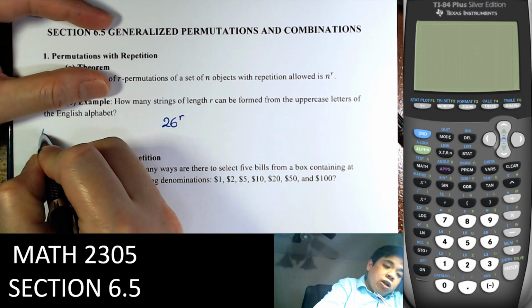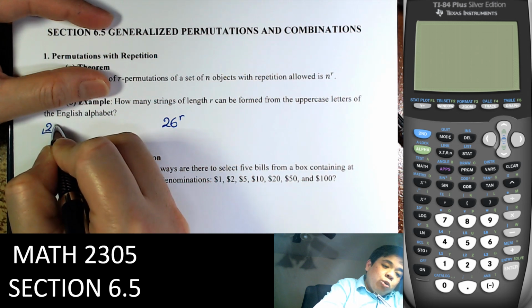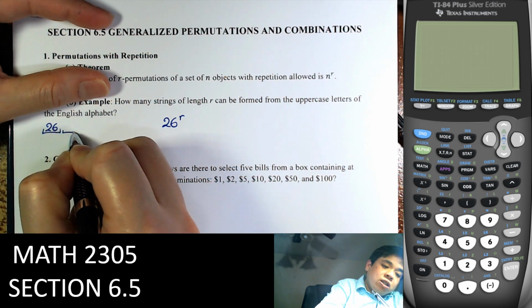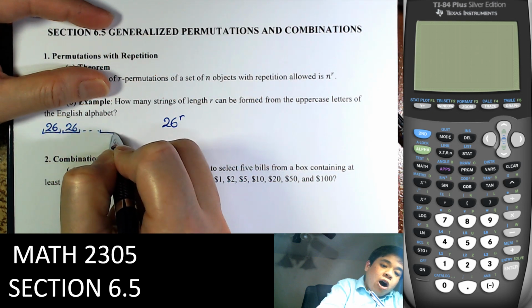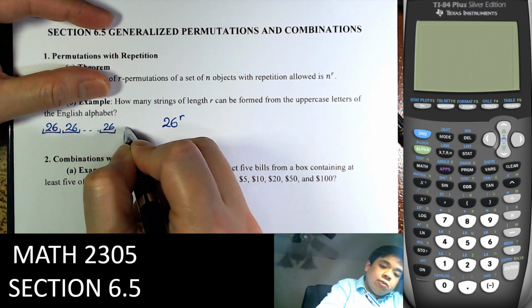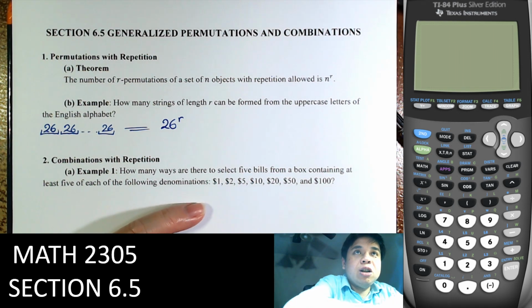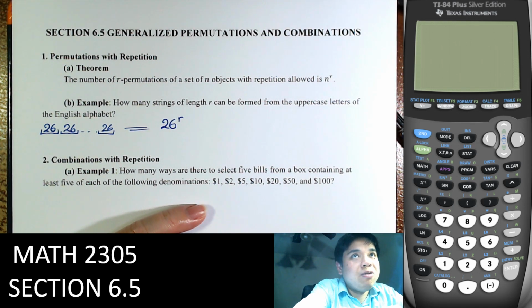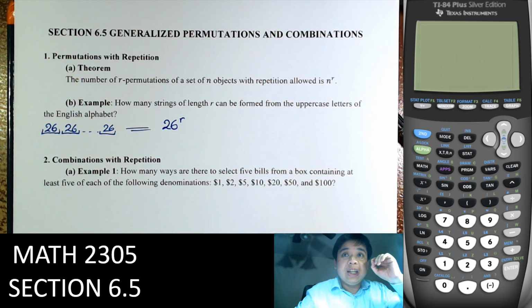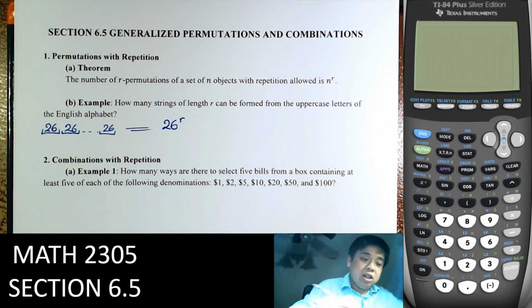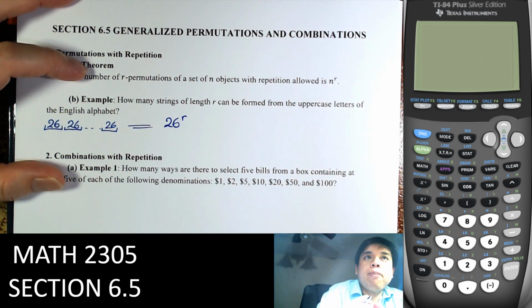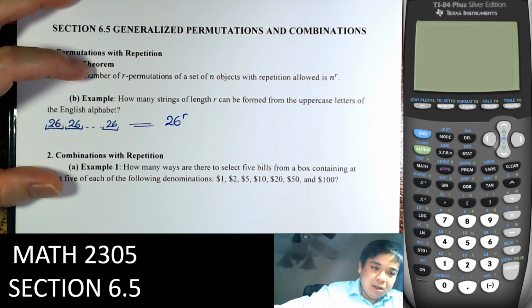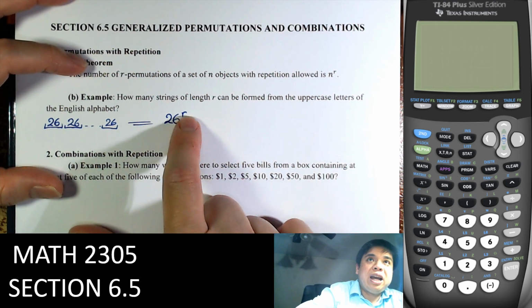So pretty much on the first letter we can choose any of the 26, the second one any of the 26, and we choose that r times. So that is 26 to the r power. Very straightforward, right? Because repetition is allowed. If repetition is not allowed, so that's the normal permutation, then we have 26 times 25 times 24 and so on, right? But repetition is allowed, so we can have that.